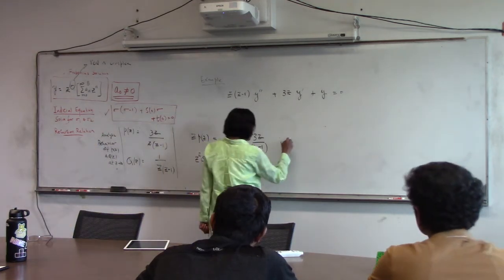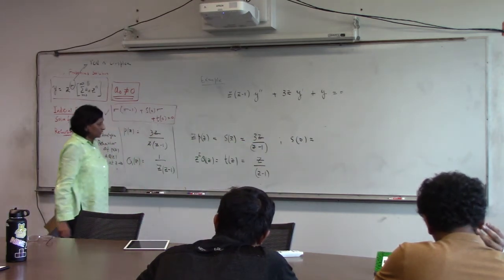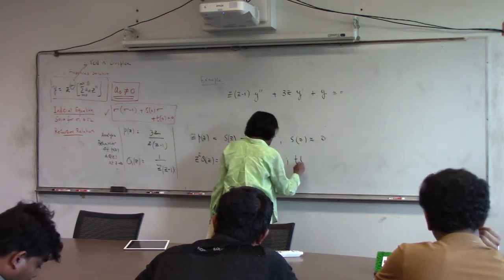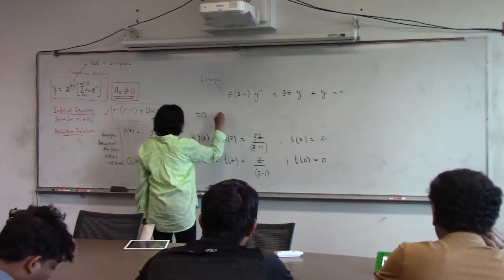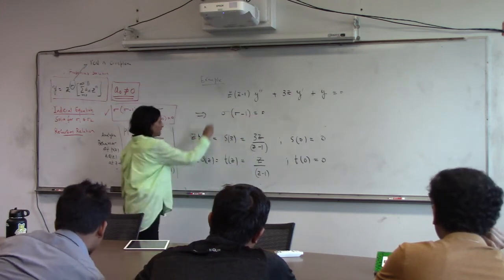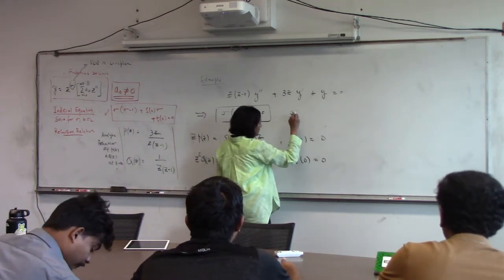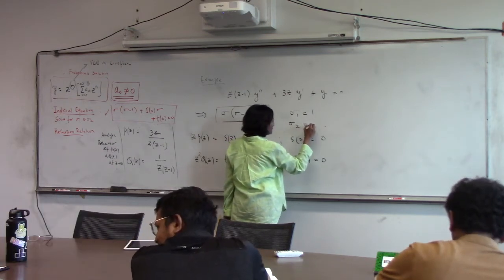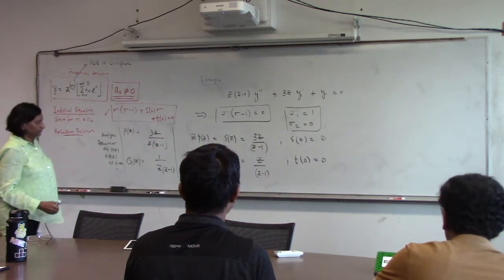All right. Now what is S of 0? I need to calculate the indicial roots. S of 0 is 0, right? T of 0 is also 0, right? So for this differential equation, my initial roots are sigma 1 equal to 0 and sigma 2 equal to 0. Let me call the higher root sigma 1. I'm always going to call the first root sigma 1.